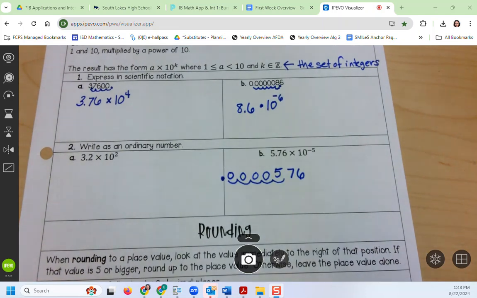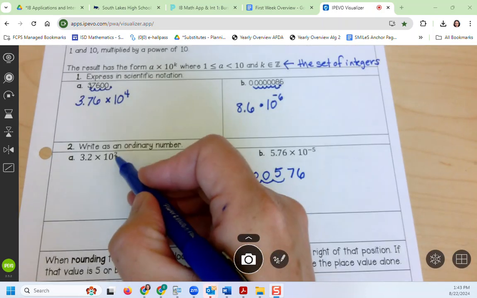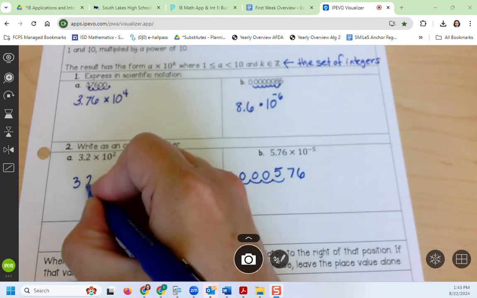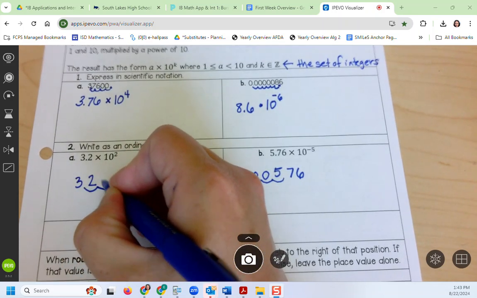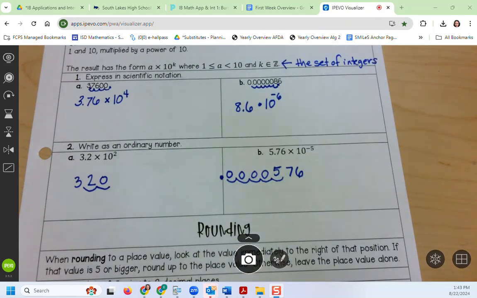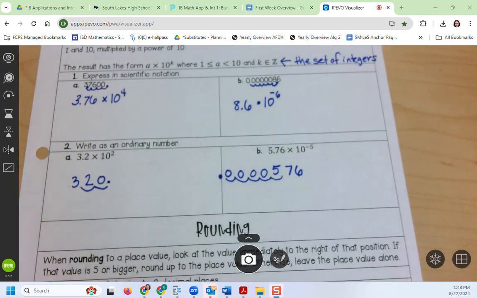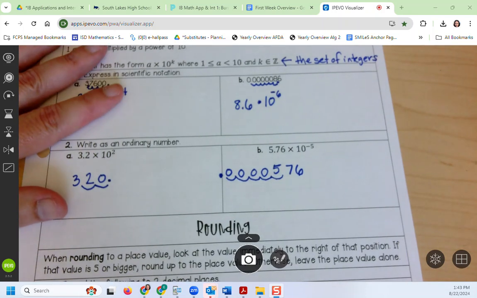All right, next one, write as an ordinary number. So this is 10 to the positive 2. We're making a big number. So we're going to move it 2 to the right. And I get 320. You can put a decimal here, or you could not put a decimal there because it's assumed to be there if you don't put it there. Any questions on this?